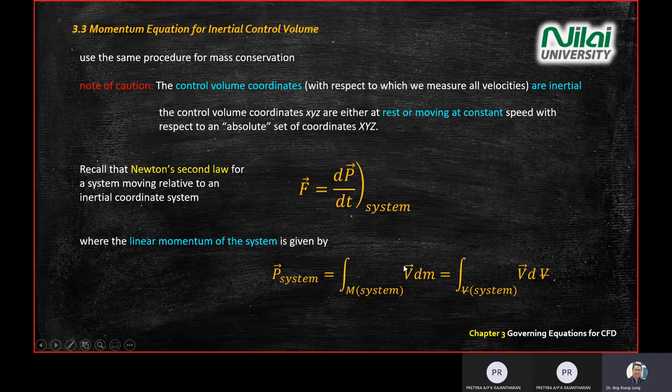We know that when we derive our momentum equation, our control volume coordinate is either moving or at rest. So our velocity vector here is a constant value. The only thing that we can integrate for our momentum, mv, is the mass component. So when you integrate to get the momentum, you take your velocity and integrate with the change of mass.